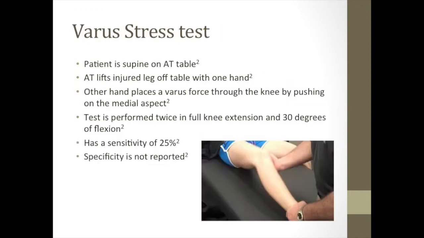Okay, so performing the varus stress test, the patient is supine on the table. The AT lifts the injured leg off the table with one hand, again typically holding just above the ankle. The other hand places a varus force through the medial aspect of the knee. The test is performed twice, in full knee extension and 30 degrees of flexion. It's also important to compare to the uninjured limb.